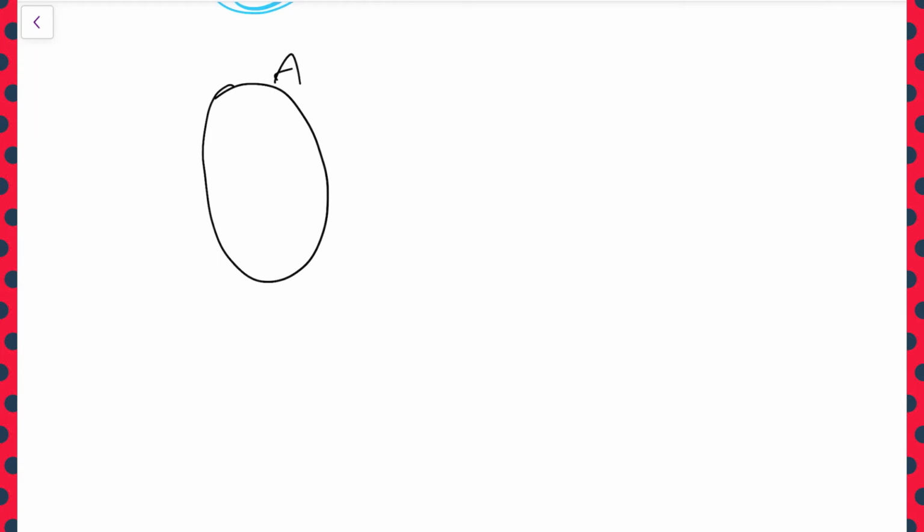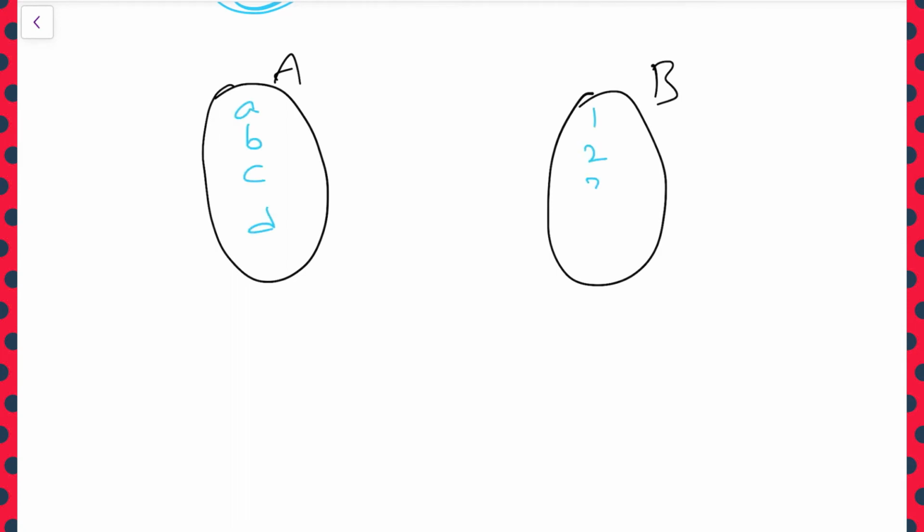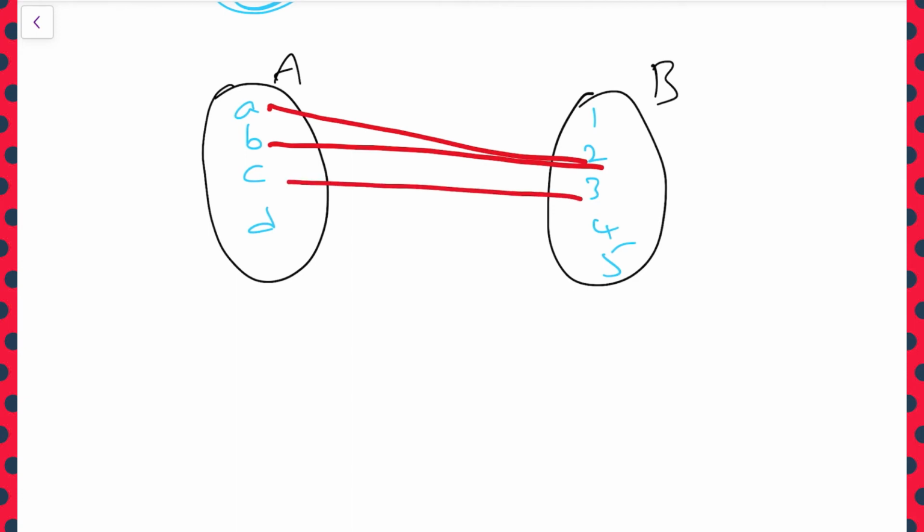Set A and set B. In set A we have a, b, c, d, same as the previous one. In set B we have 1, 2, 3, 4, 5. Now he is mentioning a function g: (a, 2), (b, 2), (c, 3), (d, 5). Shall we call this kind of function a 1-1 function or not?